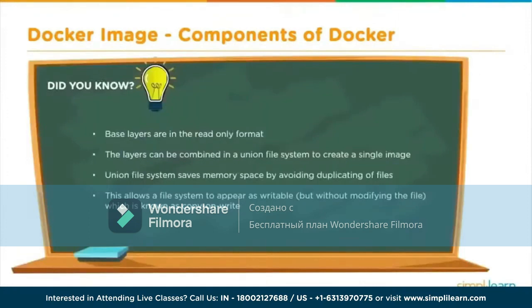So here are some callouts for the components within a Docker image. The base layers are in read-only format. The layers can be combined in a union file system to create a single image. The union file system saves memory space by avoiding duplication of files. And this allows a file system to appear as writable, but without modifying the file, which is known as a copy on write. The actual base layers themselves are read-only.